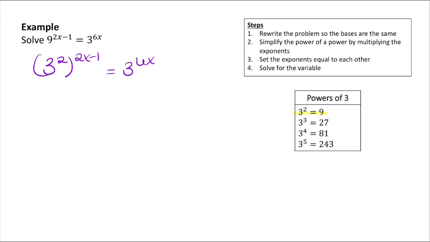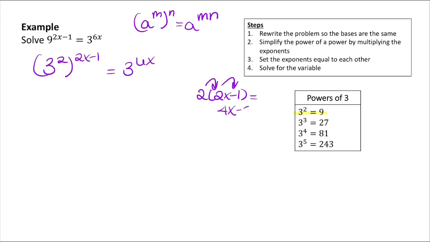Notice that something is being raised to a power, and that's being raised to another power. So we're going to use that very important exponent property that a to the m to the n equals a to the m times n. That's going to allow us to multiply those exponents together. So we're going to multiply that 2 and the 2x minus 1. When we do this, we distribute 2, and that gives us 4x minus 2. So we get 3 to the 4x minus 2 is equal to 3 to the 6x.